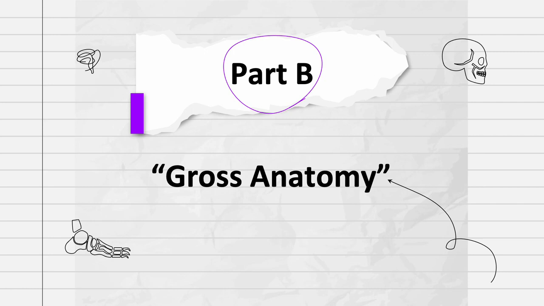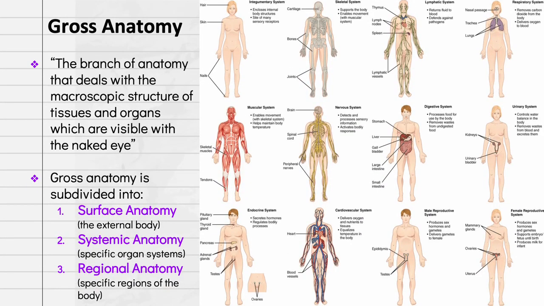So after defining anatomy, we'll be going towards gross anatomy. As I have mentioned before, gross means with the help of the naked eye, which is visible with the help of the naked eye. We don't need any external or additional help. Whatever we can see with our naked eye comes under gross anatomy.